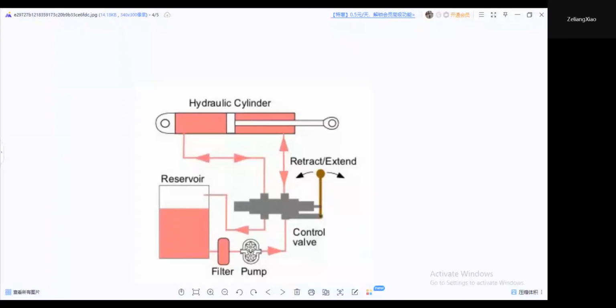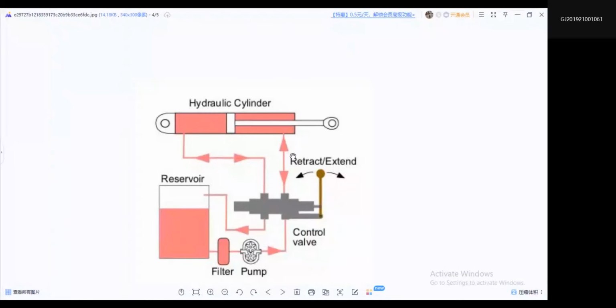Okay, now the one who wants to make the presentation. Yes, Laoshi, please. I'm going to talk about a hydraulic system, how a hydraulic system works. Firstly, can you see my screen, please? Yes.